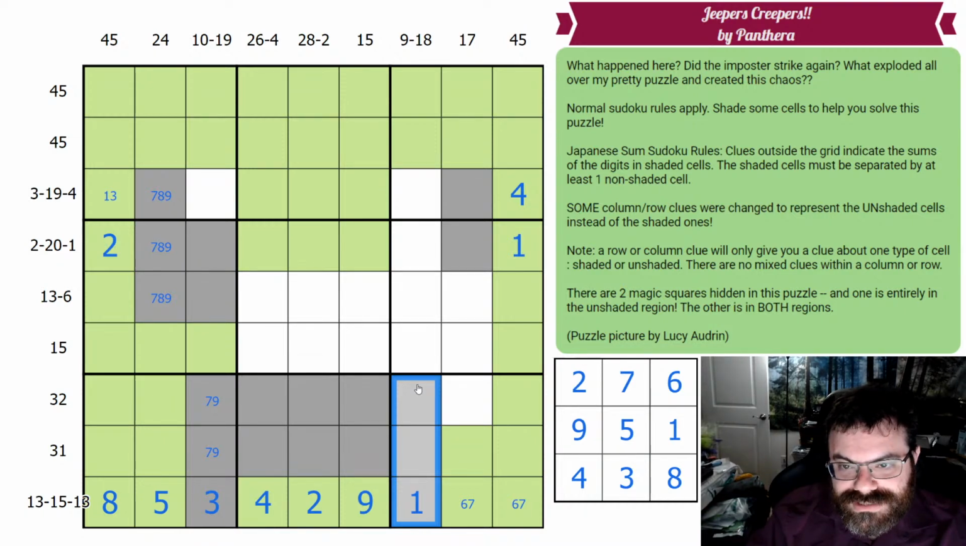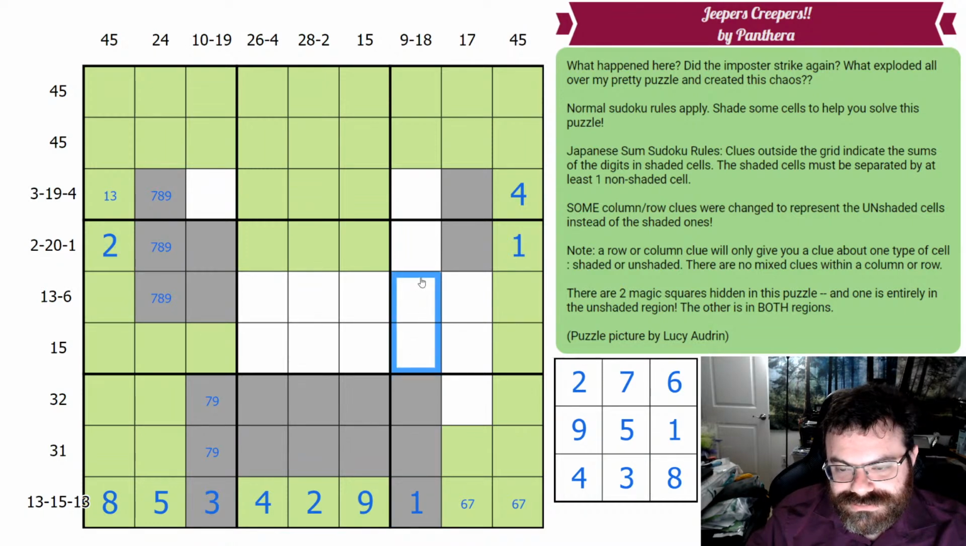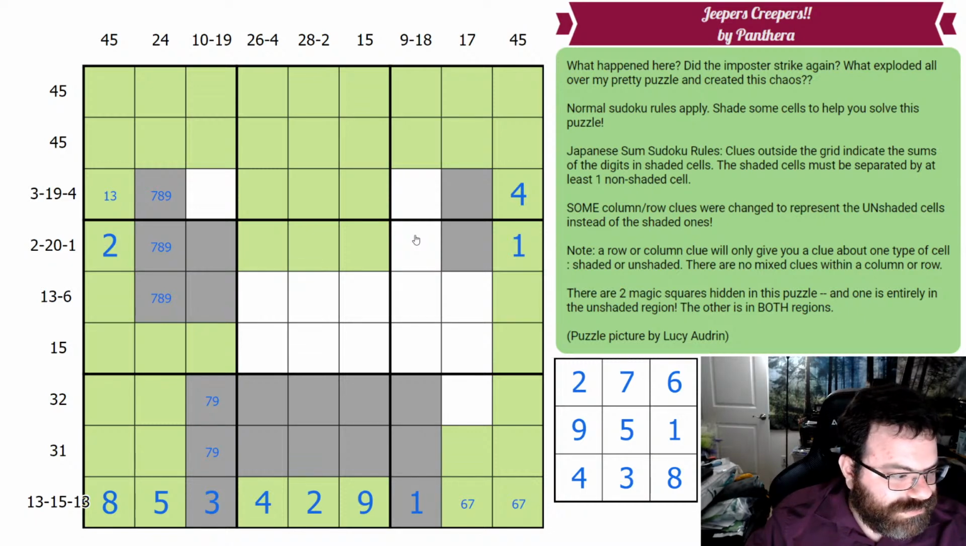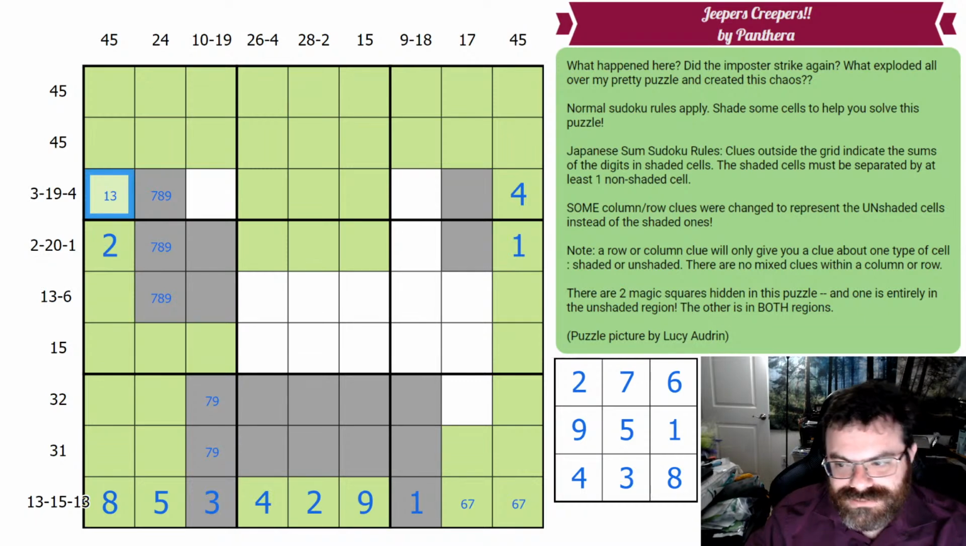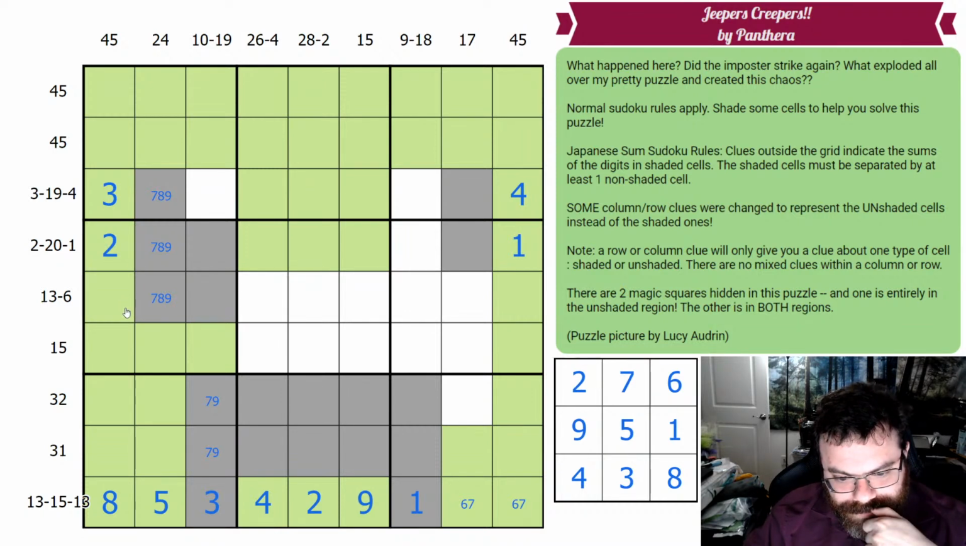We know at this point that this adds to 18. Could it be shaded? I think it could still be shaded. Row 3, column 1 can be filled. Oh. Yeah. That'll crack the puzzle, I'm sure of it. That puts a 3 here, doesn't it?